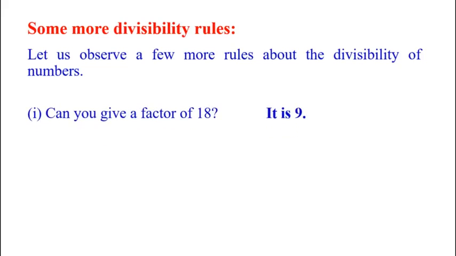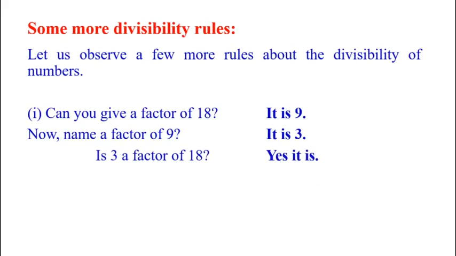Can you give a factor of 18? It is 9. 9 is a factor of 18. Name a factor of 9. It is 3. So 9 is a factor of 18 and 3 is a factor of 9. So is 3 a factor of 18? Yes, it is. That means we conclude that 9 is a factor of 18 and 3 is a factor of 9. This implies 3 is also a factor of 18.